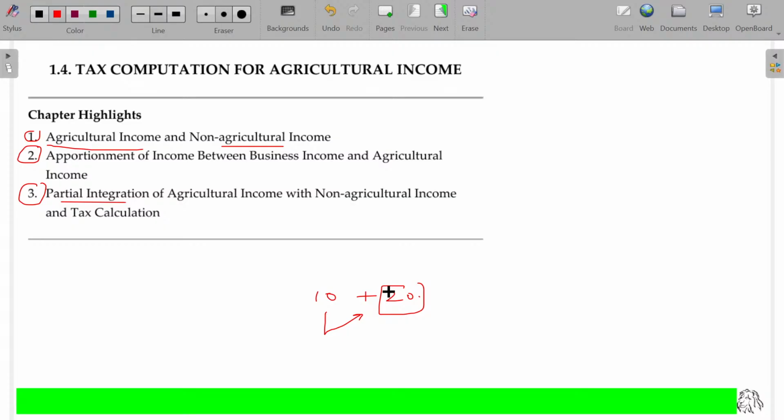If you have the new tax regime, up to 3 lakhs is not taxable. Beyond that, from 3 lakhs to 7 lakhs you pay 5% and 10% and all, which we have studied. But if he has agricultural income, that limit is totally different. How can we calculate? That's about 3 parts. These 3 parts are going to be covered in the tax computation for agricultural income.